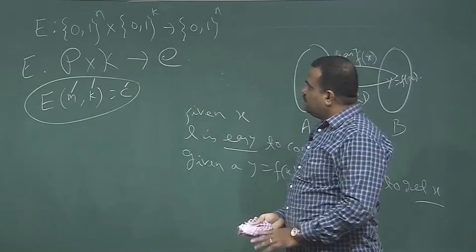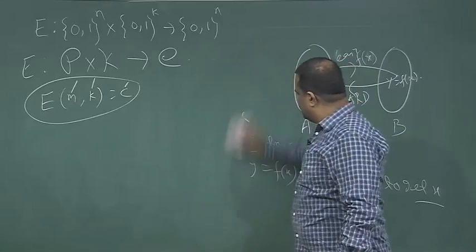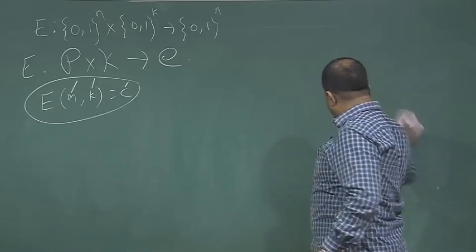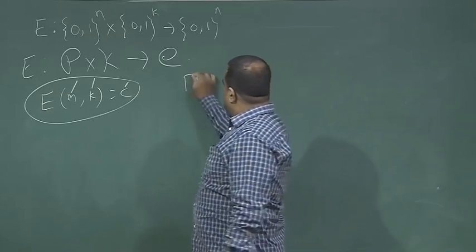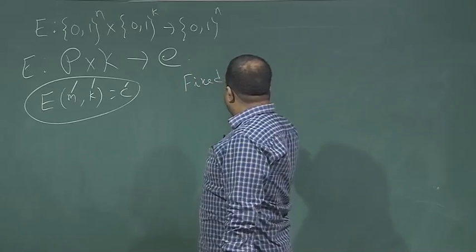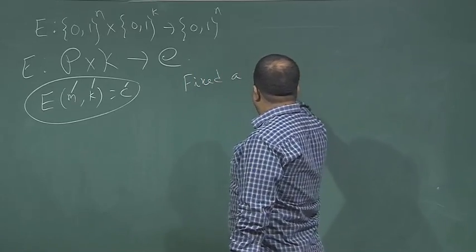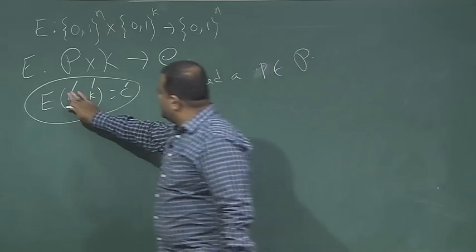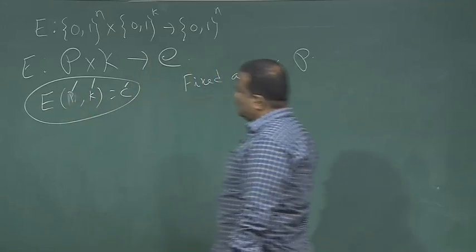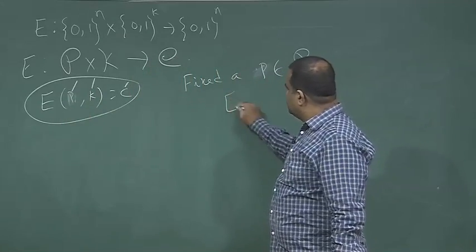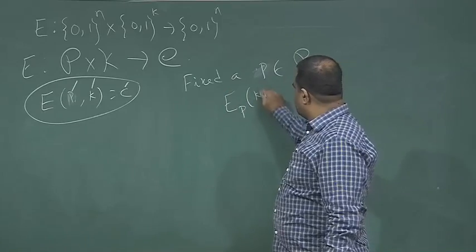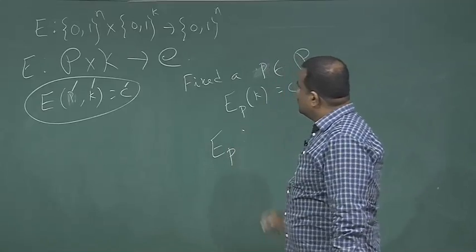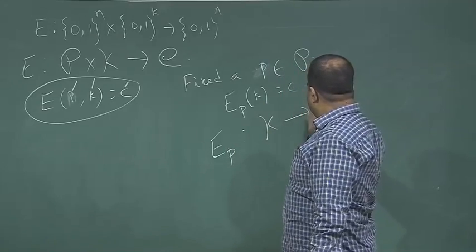Okay. Now, if we fix a plain text, let us fix a plain text m p from the plain text space. This is P, you can just write by convention. Okay. So, then this P is fixed. Now, E P is a function from key space to the ciphertext space.